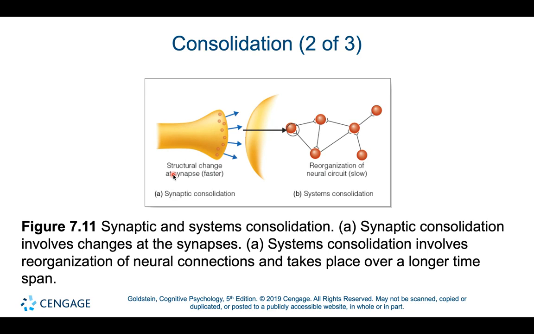So, again, here's just a little visual. Synaptic consolidation is just one neuron talking to another neuron and really strengthening the level of connection between those two neurons. Systems consolidation is about these disparate neurons that might be very far away from each other, coordinating their discussions with one another, coordinating their activity over time.